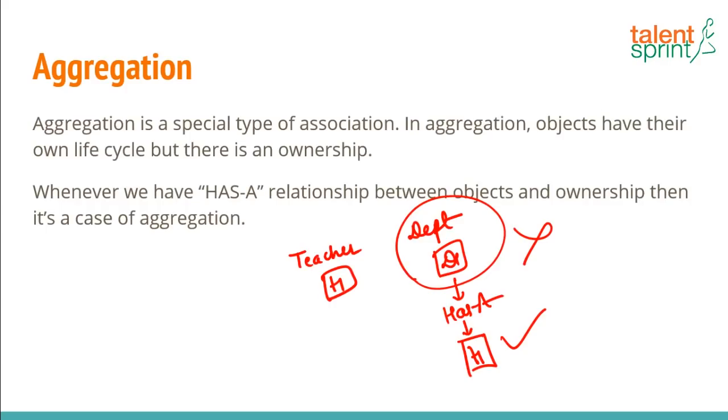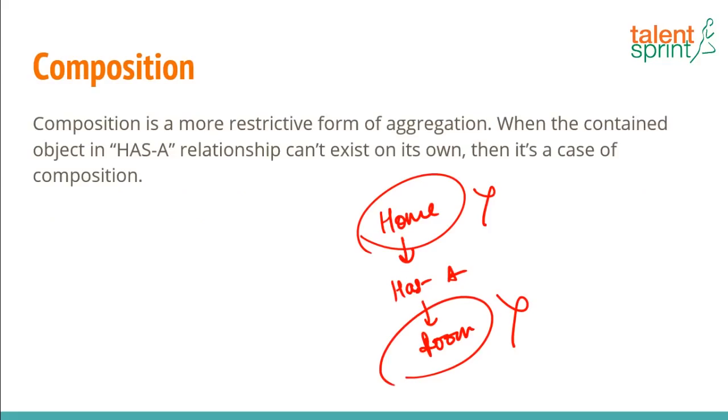Next we have aggregation. It's a special type of association where the objects have their own life cycle, but there is an ownership. So let's say we have a teacher class and a department class. We have an object T1 and an object D1. Now a department has a teacher, alright? So this is an ownership. Department owns the teacher. Now in aggregation, even if the department class tomorrow is deleted, teacher will still exist. That is aggregation.